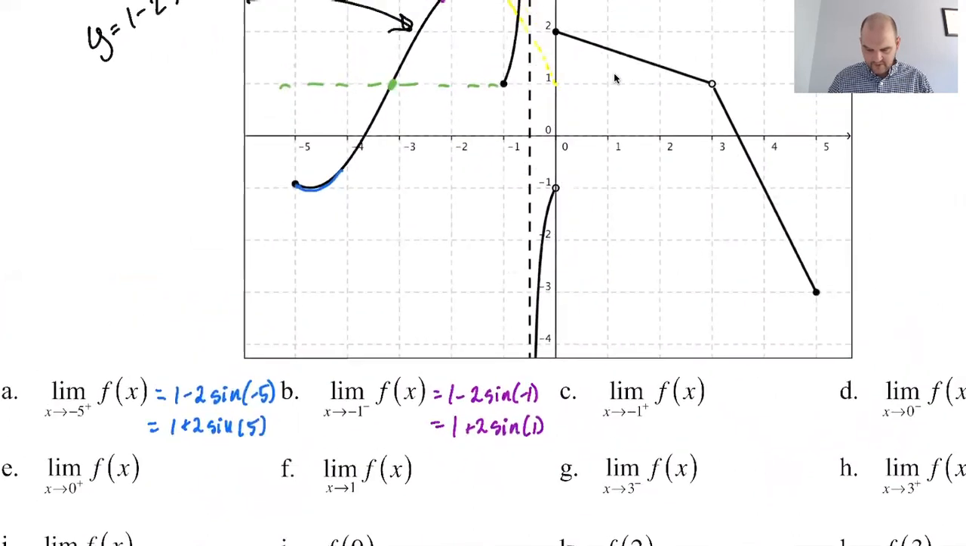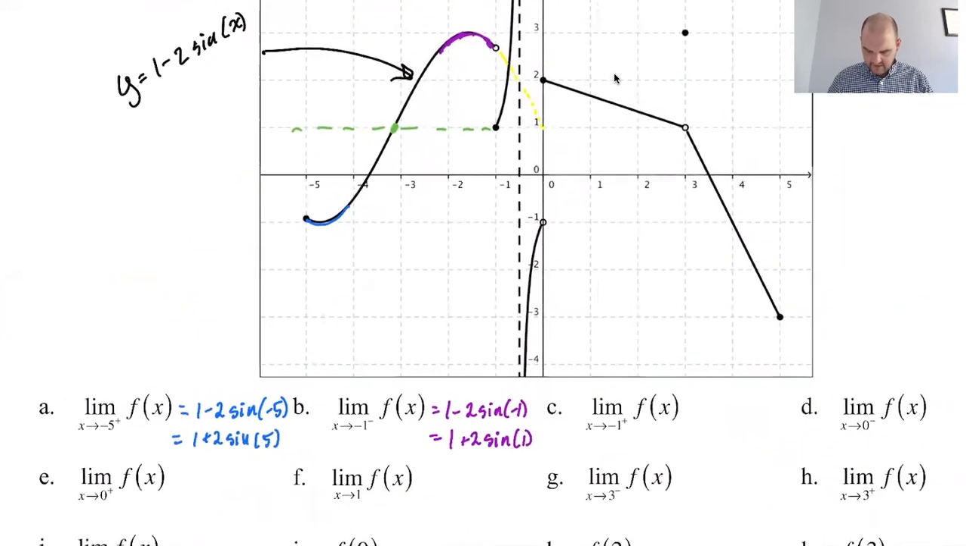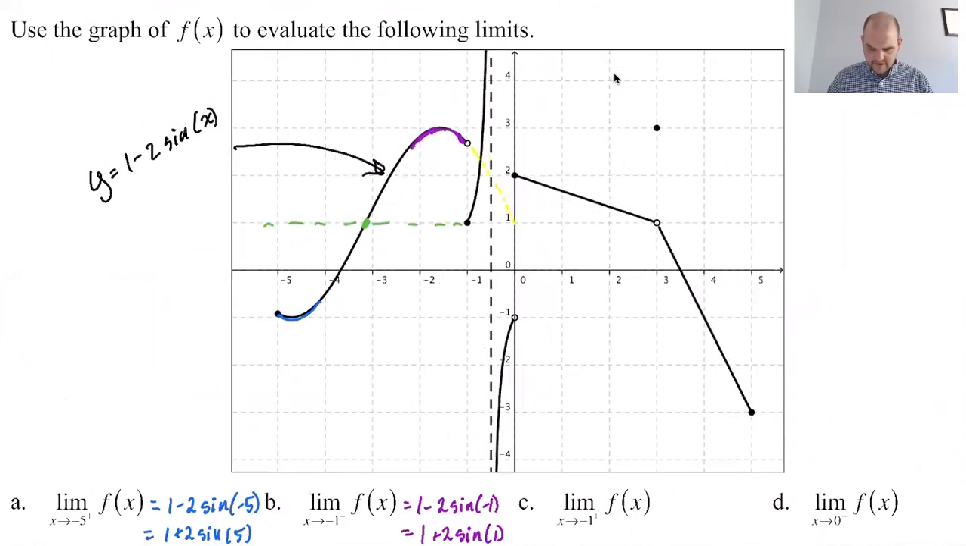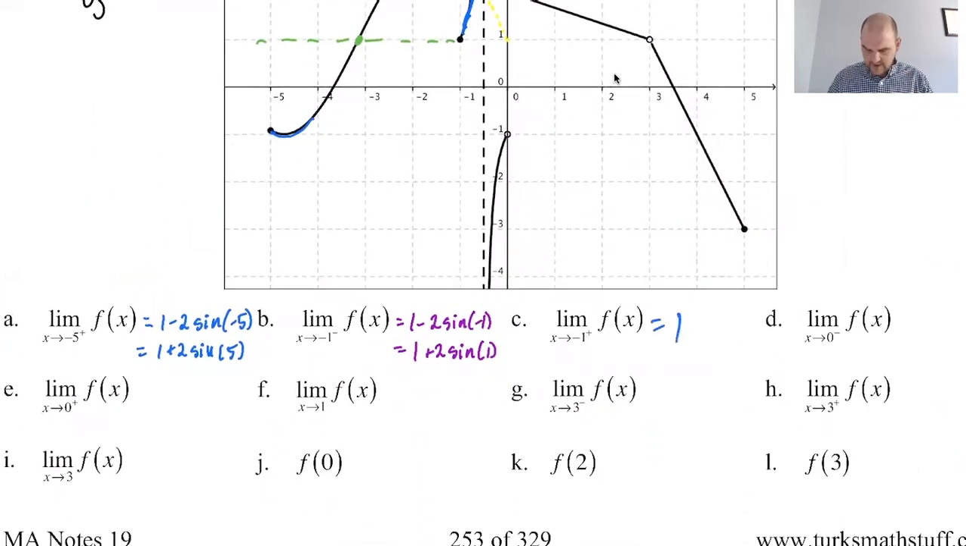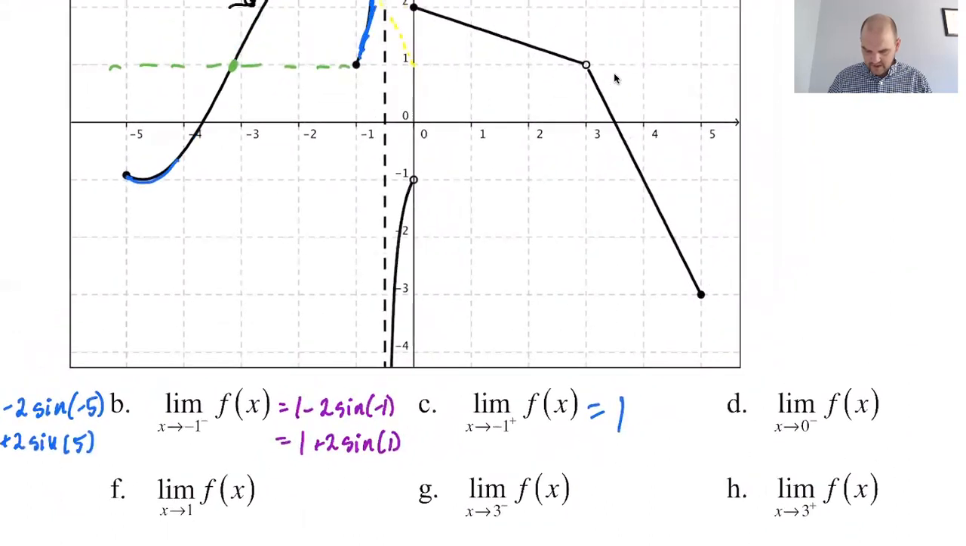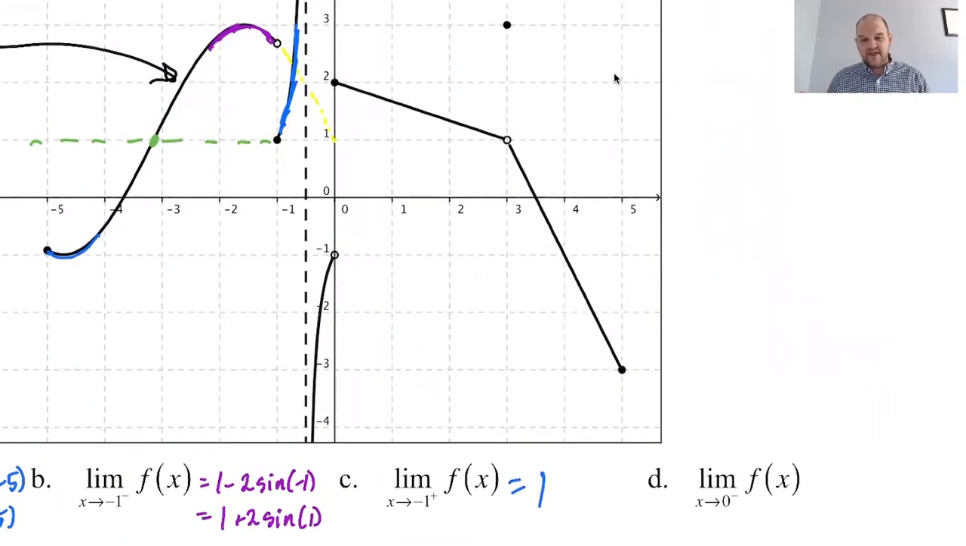All right, how about if I'm approaching -1 from the right? -1 from the right looks like this. Logical y value, definitely 1. So we're always looking for the logical y value. We don't actually care what the y value is. In fact, often you're not even asked that. Your brain is going to want to choose that all the time. Fight that urge. Always go with the logical value, not the actual value.